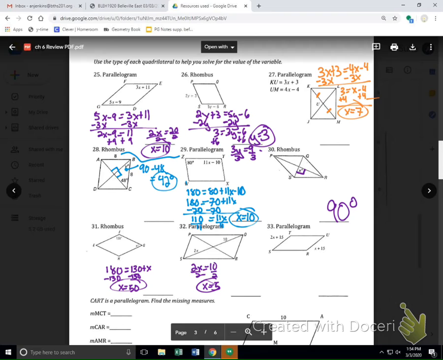Okay, and then we have a parallelogram here. Opposite sides of the parallelogram are not bisected, they're congruent. We're going to subtract our 15. You get 2x equals x. We're going to subtract x over. We end up with 3x equals 0. So x equals 0.